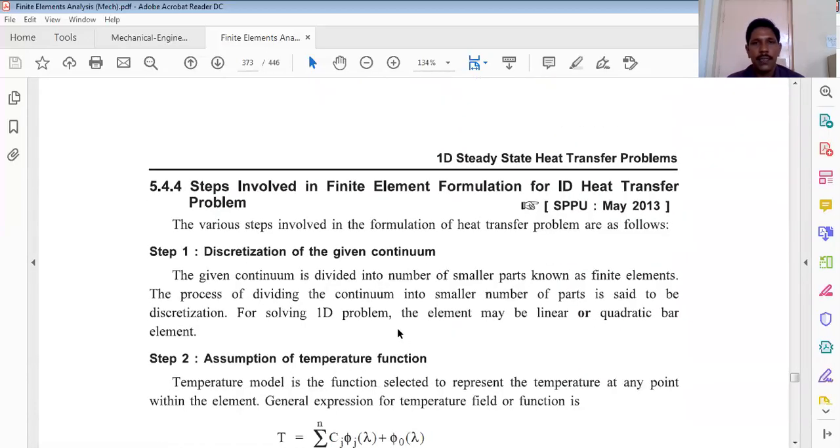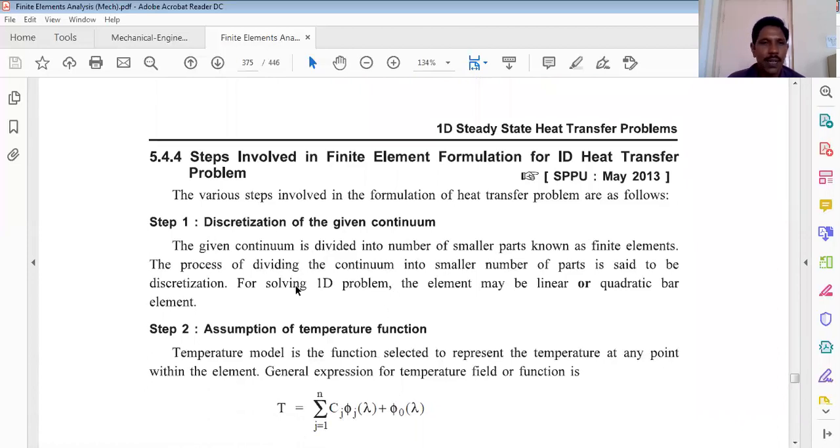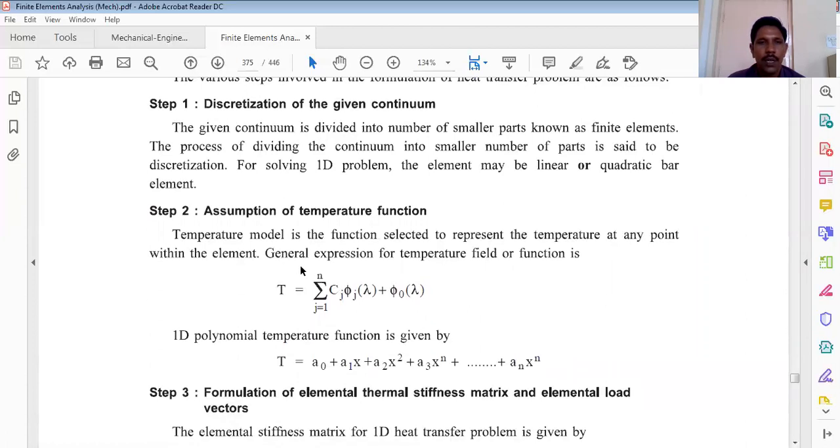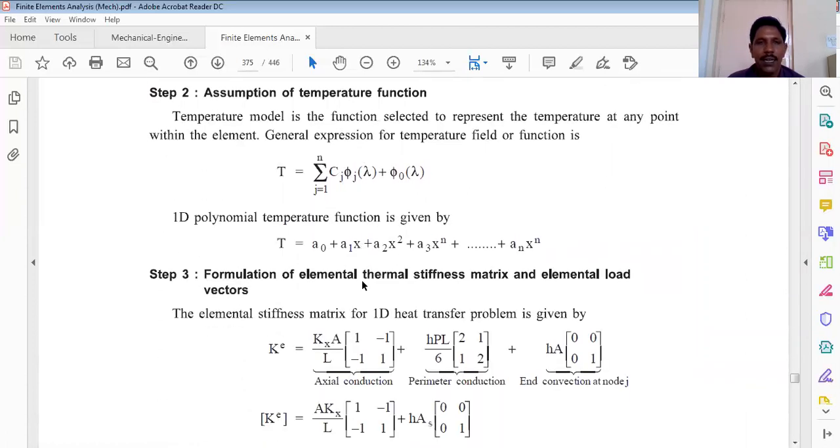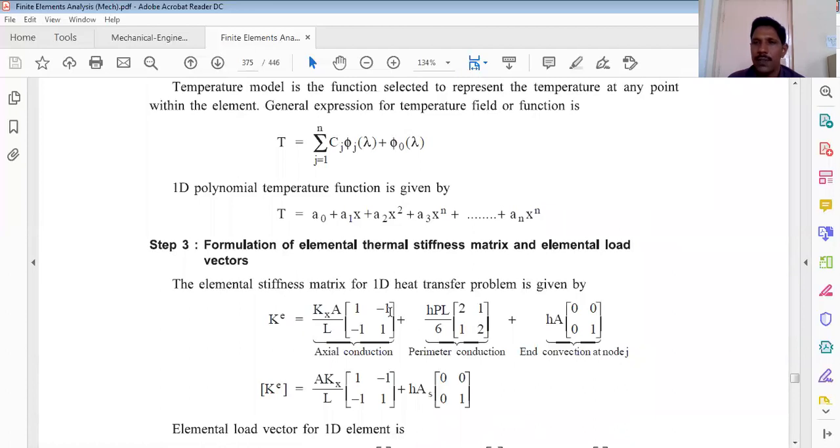Next are the steps involved in solving the numericals. First of all, we have to have the discretization, similar to the structural problem, and we have to assume a temperature function if required. Then we have to use the stiffness matrix of the individual element, and if there is axial conduction, we have to use this equation. If there is perimeter conduction, we have to use this, and if it is end convection, then we have to use this equation. In general, what we have derived is for axial conduction and end convection at node number 2, or at node number j.